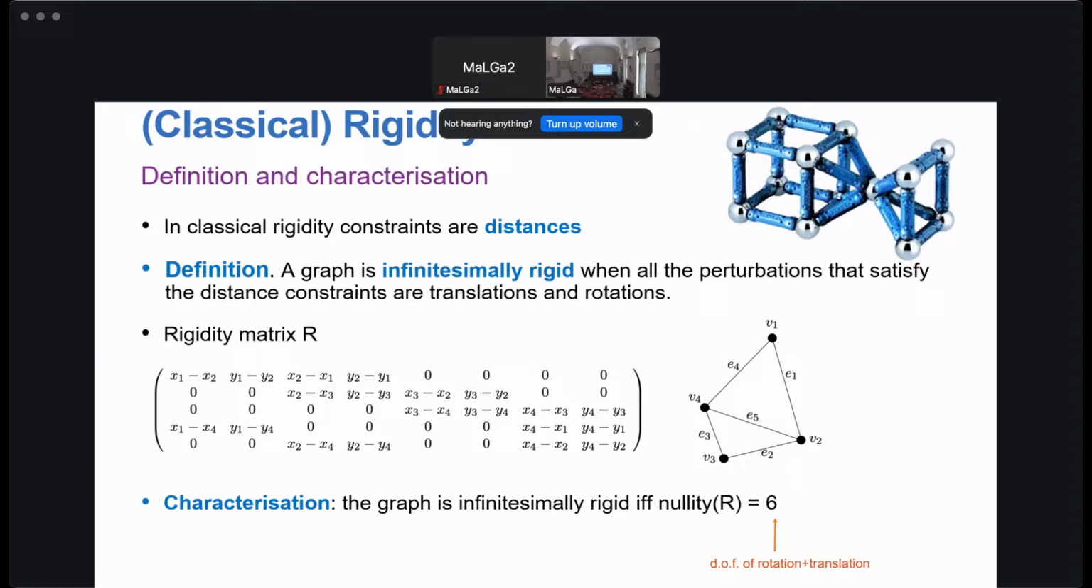In that case, 6: 3 degrees of freedom for rotations, and translation, another 3 degrees of freedom. So inside this null space, which are all the perturbations that do not modify the length, there must be only rotation and translation. If it is bigger, this means that you have other kinds of transformations that are not allowed.